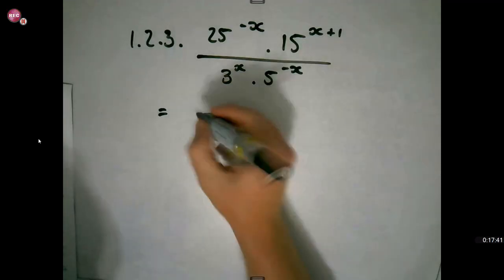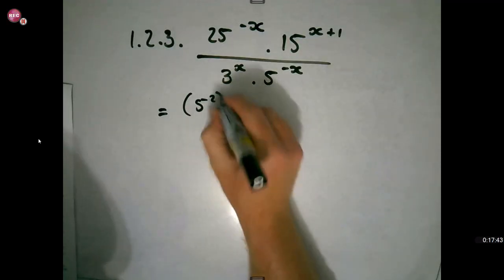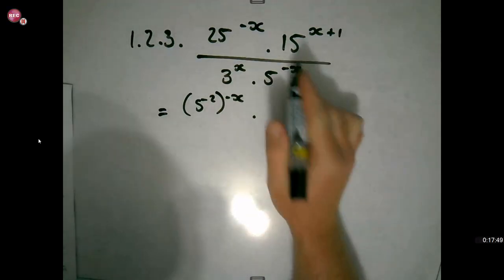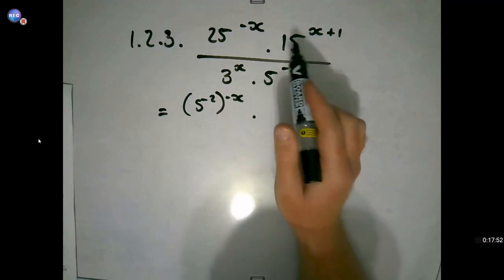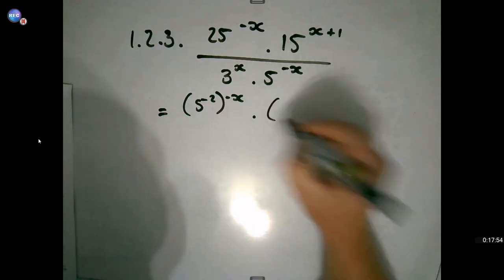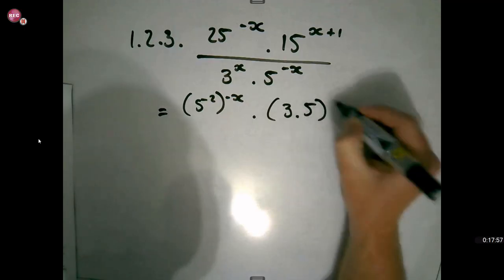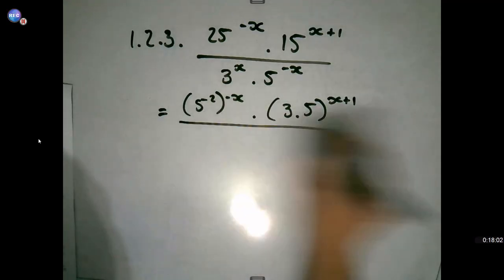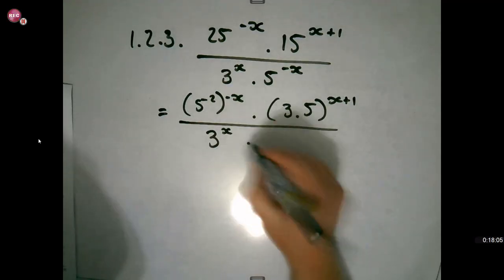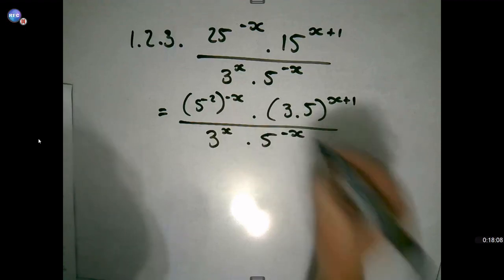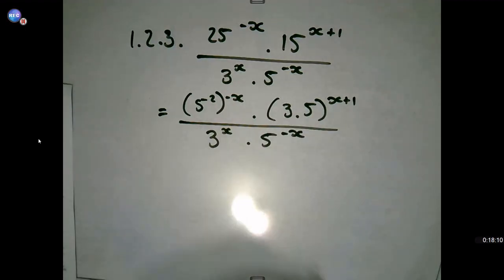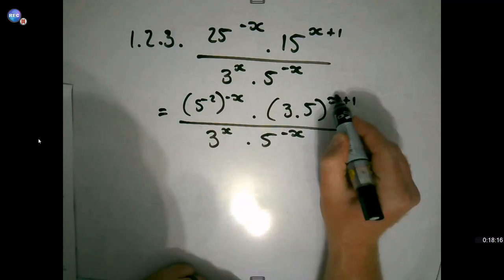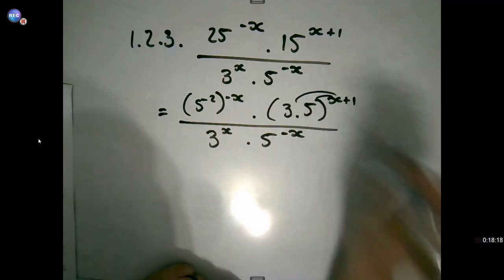So what we'll then have is, in a bracket, 5 squared and the negative x on the outside. Multiplied, if you take the 3 of the 15 and you split it up, you'll then get the following: 3 times 5 to the power x plus 1 on the outside. It's important that I put it in brackets, and I'll show you now why. And then obviously you've got 3 to the power of x times 5 to the power of negative x over there. The important thing of putting this in brackets is to make you understand that whatever's written on the outside needs to be attached to the 3 as well as to the 5.